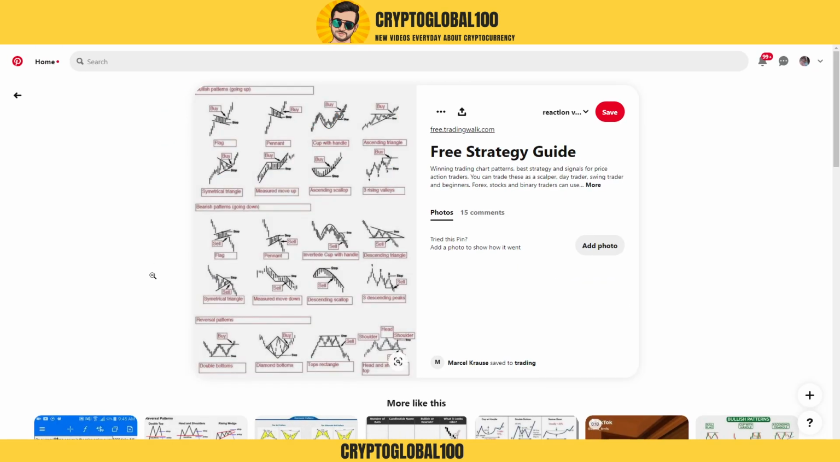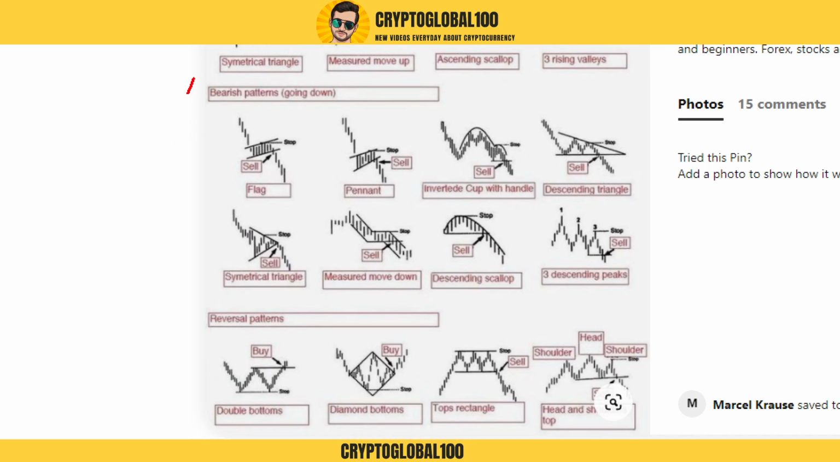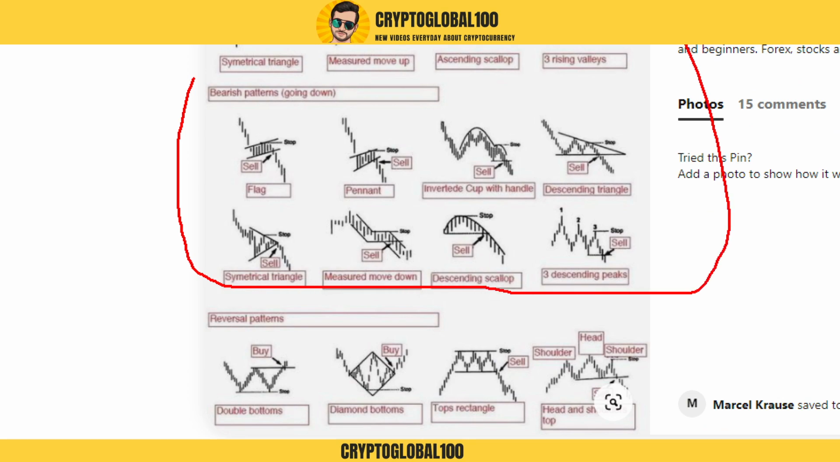Okay, if I go down here, this is the bearish pattern. So what happens in the bearish patterns? The price is going down from top to bottom. You can see here, price going down, price going down, everything started from top to bottom. So if we take a look, we might be in this pattern.